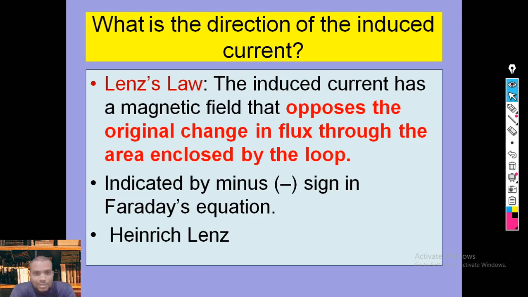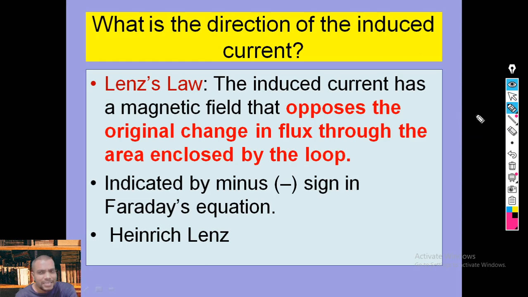Lenz's law says that the induced current has a magnetic field. We know that a current carrying element gives a magnetic field. Even though it's an induced current carrying element, it contributes a magnetic field. So the induced current has a magnetic field that opposes the original change in the flux through the area enclosed by the loop.